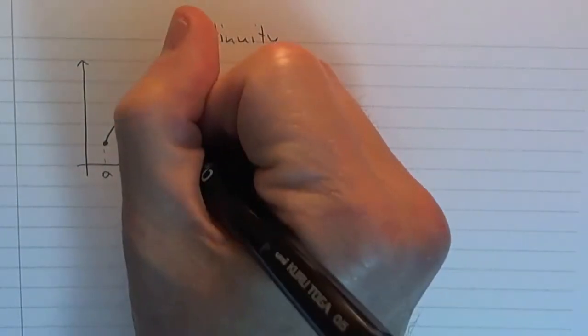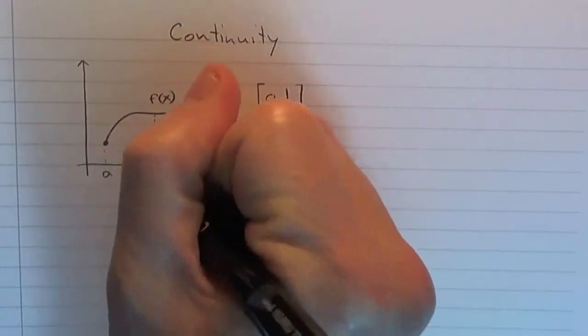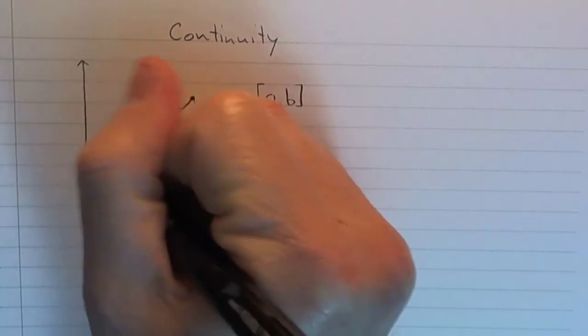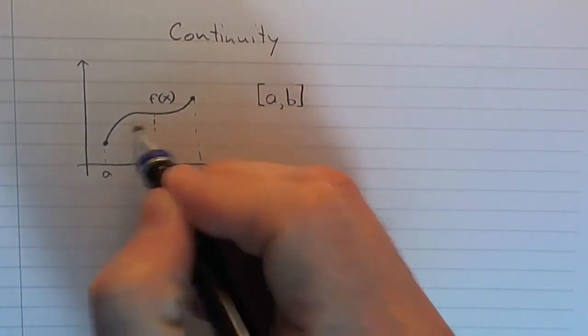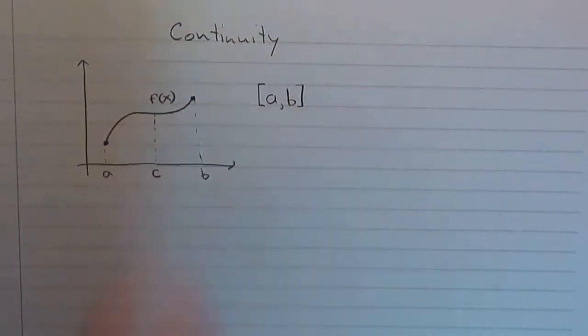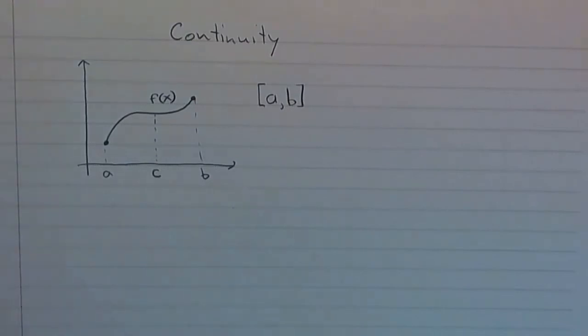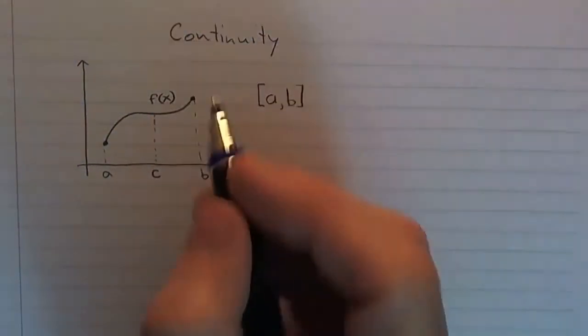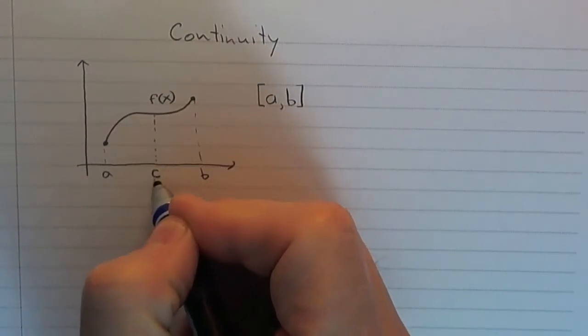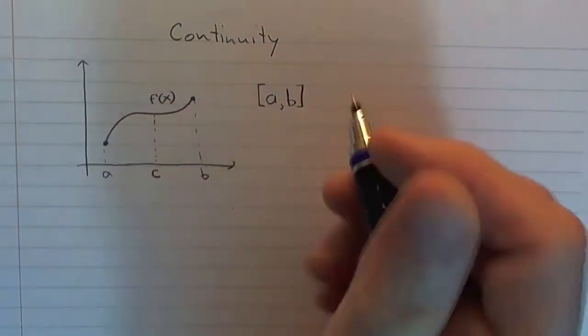Now, notice, let me just find a point here. I'll call this point C, or this number C. C is between A and B. So, since C is part of this interval where I'm continuous, here's what we mean. We'll talk about continuity at a point, and then if you have continuity at every point in an interval, then we say the function is continuous on the interval.